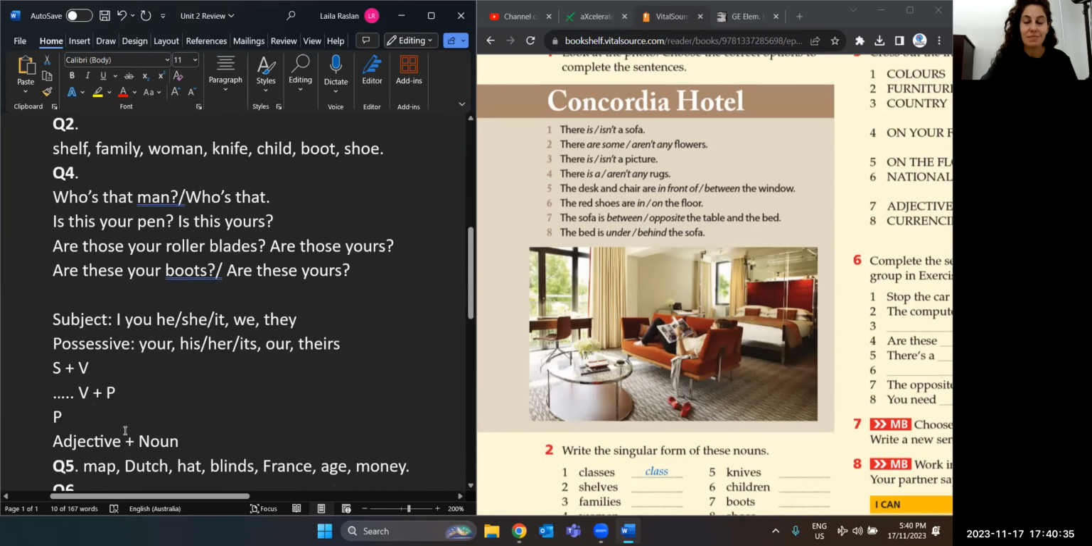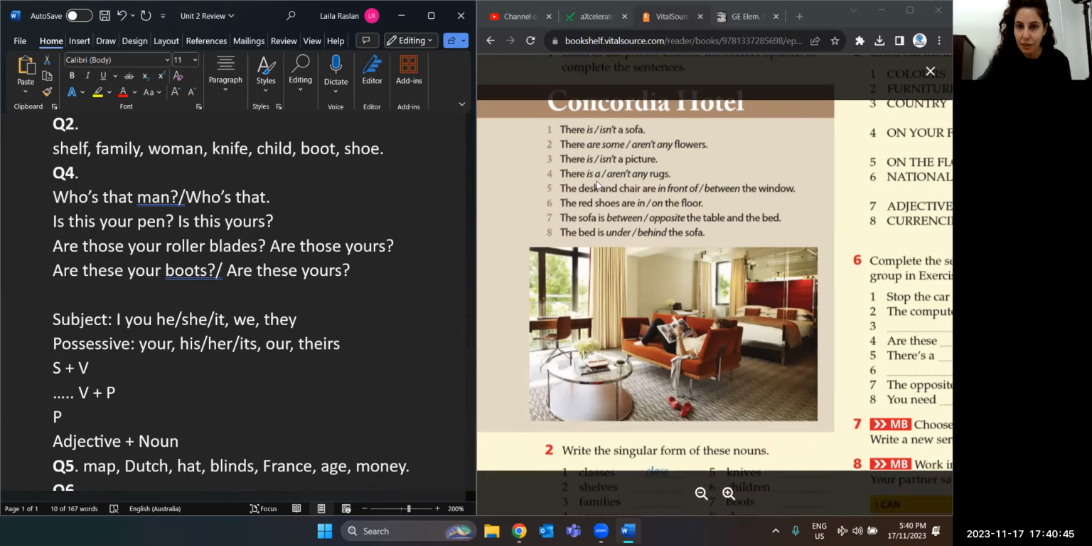Okay, so very easy, talking about there is for singular, there are for plural, and if it's a negative, isn't, negative, aren't, and in a question, we didn't have questions here, we can use any. Are there any laptops in the room? No. Are there any, so whatever. Is there any painting in the room? No.